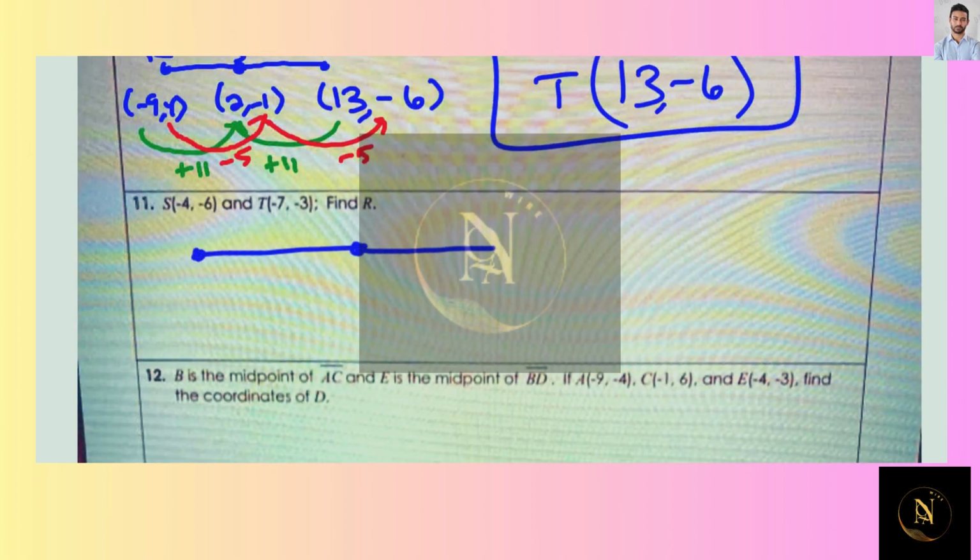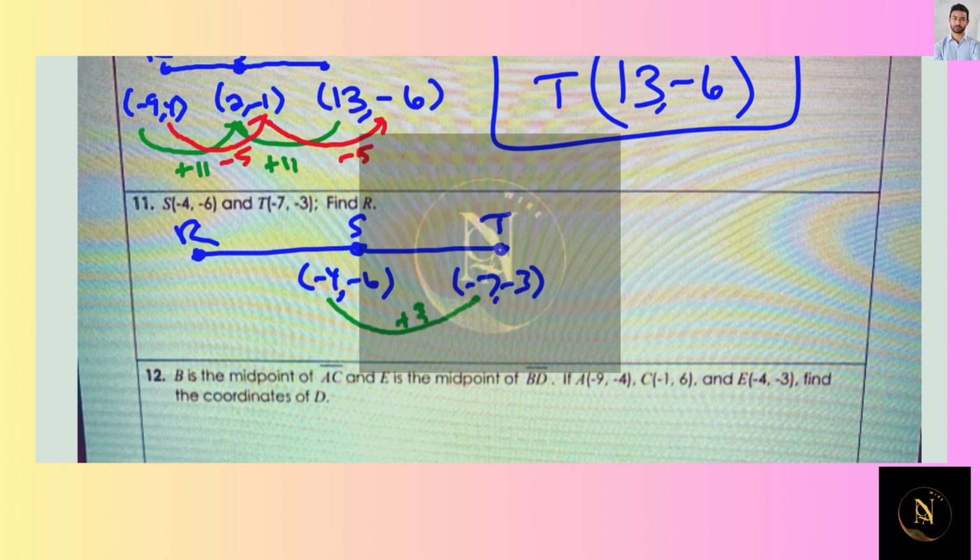A little reference. S is the midpoint of RT, where S is (-4, -6) and T is (-7, -3). S is exactly in the middle, so find a pattern, starting with the X coordinates. Going from -7 to -4 is adding 3.